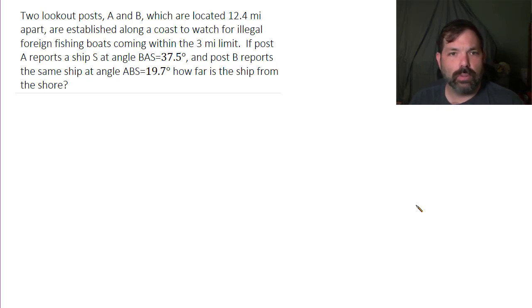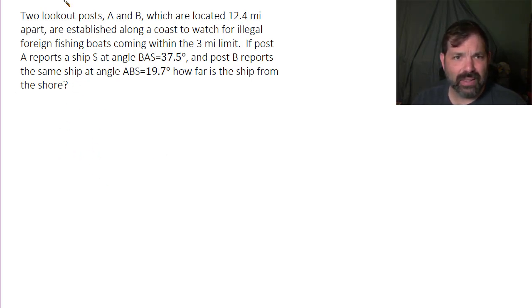So here we've got this word problem. We're told that two lookout posts, A and B, which are located 12.4 miles apart, are established along a coast to watch for illegal foreign fishing boats coming within the 3-mile limit. If post A reports a ship S at angle BAS is 37.5 degrees, and post B reports the same ship at angle 19.7 degrees, how far is the ship from the shore?